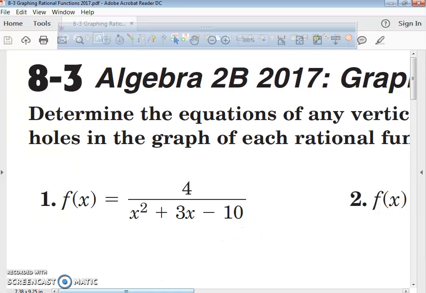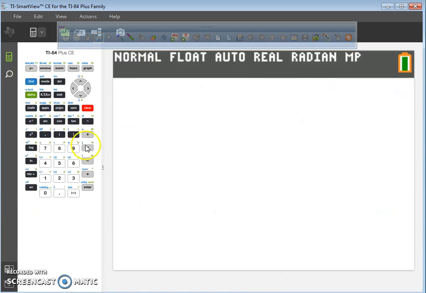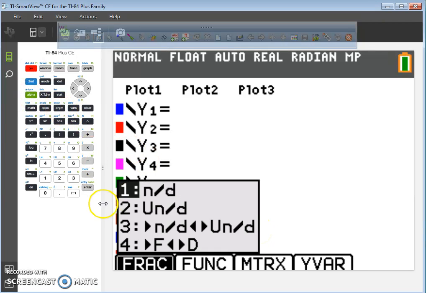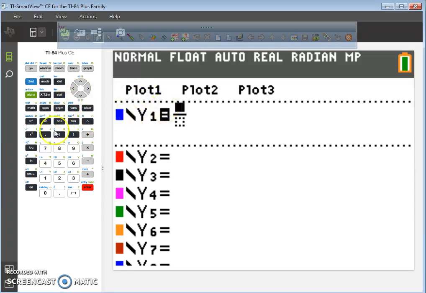So what I'd like you guys to do right now, for problem number 1, where it says f of x, turn on your calculator, hit y equals, because that's what f of x means, hit alpha, y equals, enter. And in the numerator, type in the number 4. In the denominator, type in, I believe it's x squared plus 3x minus 10.